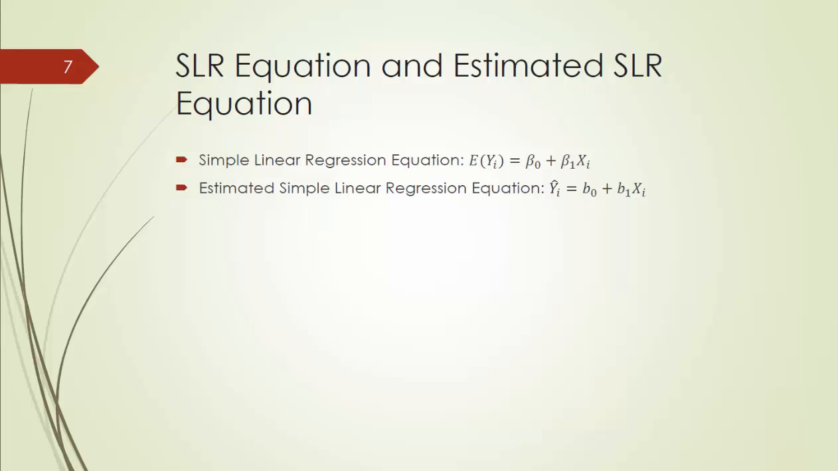Just to remind you again, in simple linear regression, there's only one independent variable. As a result, it is convenient to simply use xi instead of x1i. We'll use them interchangeably.